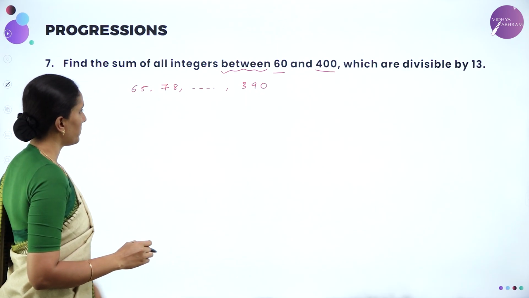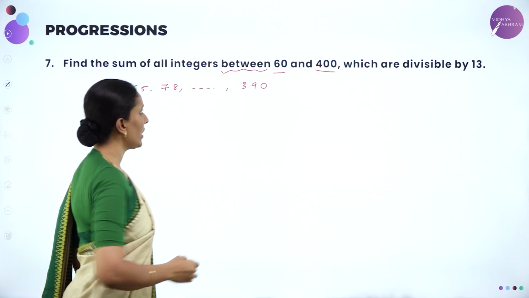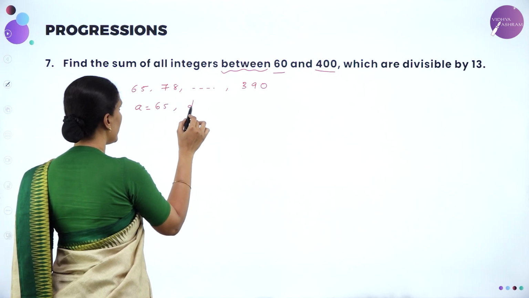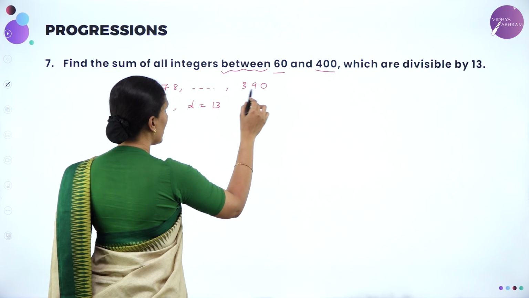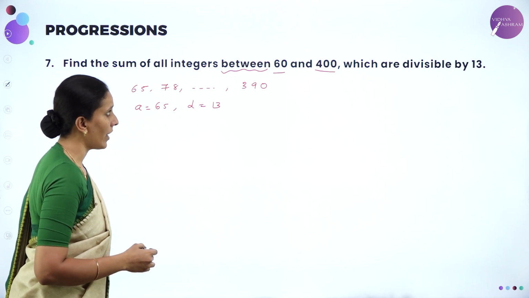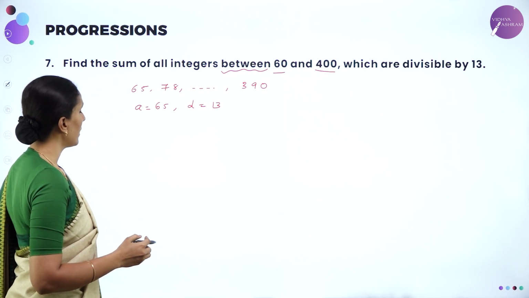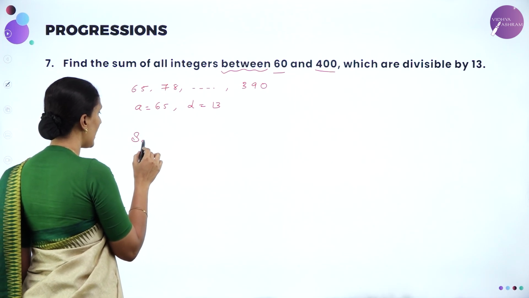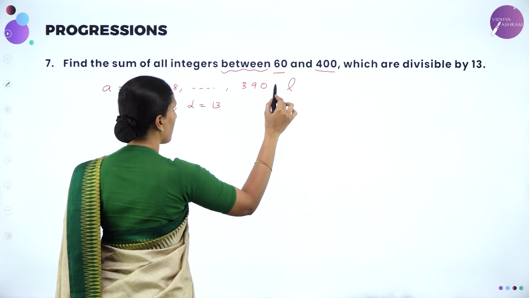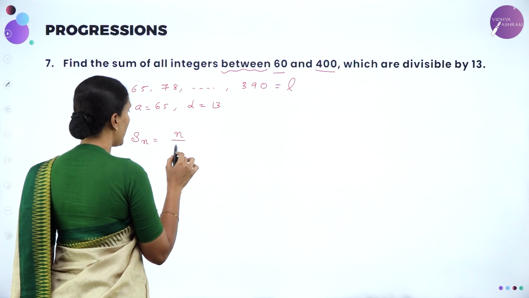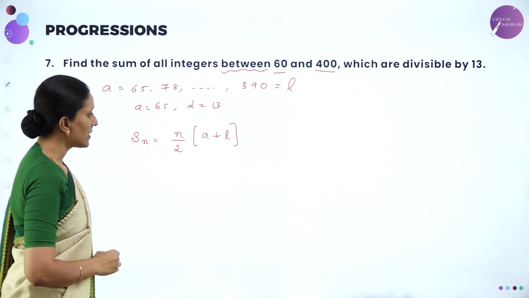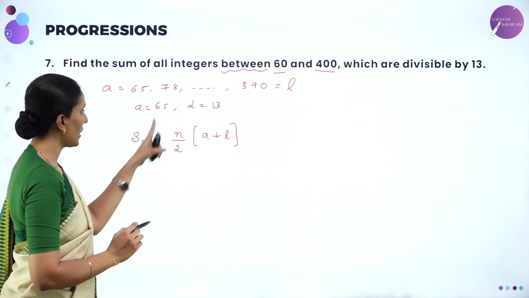Now, here the common difference between each term is 13. So clearly I can take A is equal to 65 and D is equal to 13. And here the last term is given, that is the nth term, which is equal to 390. Since we are supposed to find the sum, we have one more formula, that is Sn, when you know the first and last term. So this is A and this is L. It is given by n by 2 into A plus L. So this is how we will find the sum of the sequence when you know the first and the last term. We can use this formula.